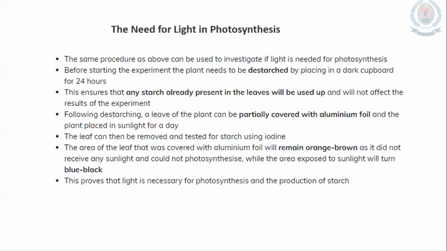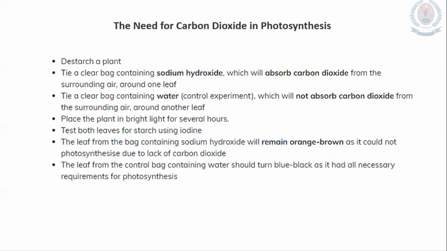So that means it did not receive any sunlight, so no starch was produced in that area. But the other area, which received the sunlight, turned blue-black. So that means starch is being produced. So this proves that light is necessary for photosynthesis.